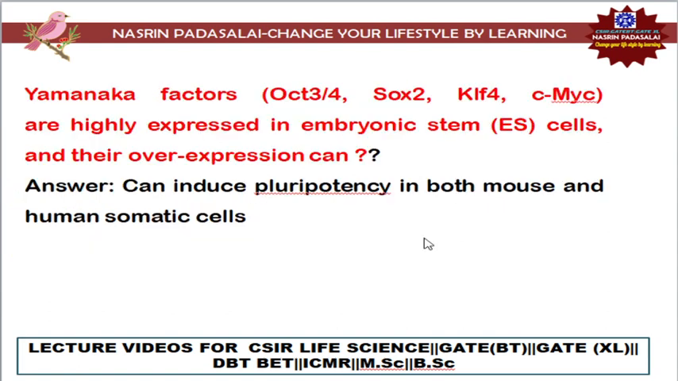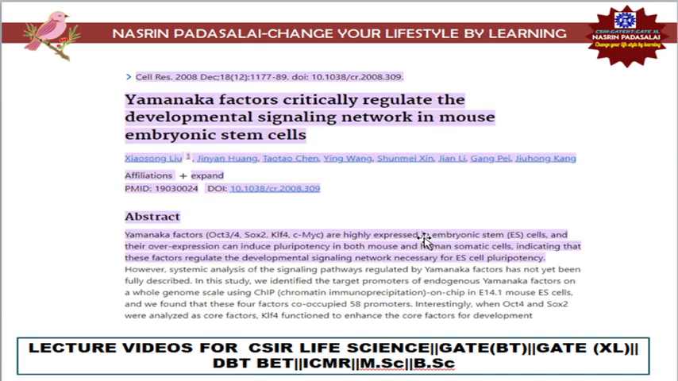So there was a question regarding Yamanaka factors, which are highly expressed in embryonic stem cells, and what is the condition if they are overexpressed. So if these factors are overexpressed, they can induce pluripotency in both mouse as well as human somatic cells. You can refer to this article which was published in 2008. In the abstract results they mention that if Yamanaka factors get overexpressed, they can induce pluripotency in mouse and human somatic cells.